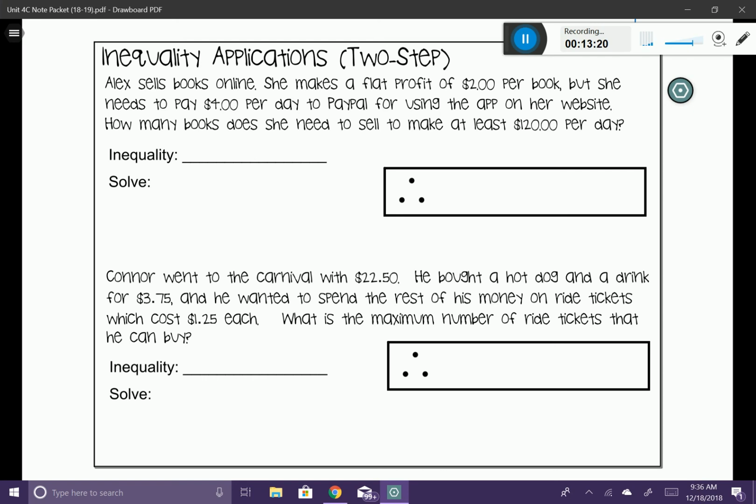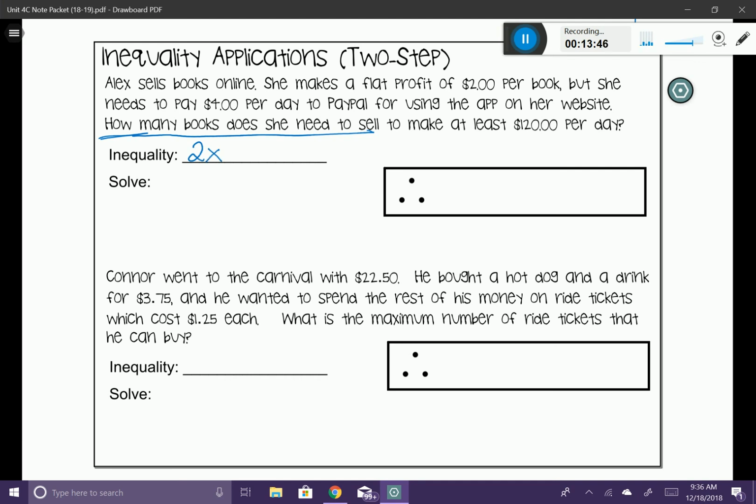So Alex is selling these books online, and she's making a profit of $2 per book. And at the end of the day, we're trying to figure out how many of the books she needs to sell. So really, the variable that we're searching for is the number of books. So if she's charging $2 per book, I'm going to represent that by saying 2 times our books, because we don't know how many books there are.